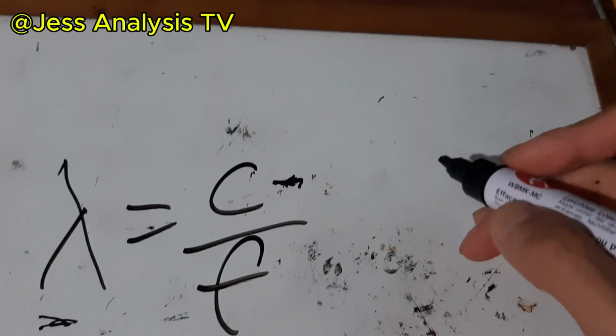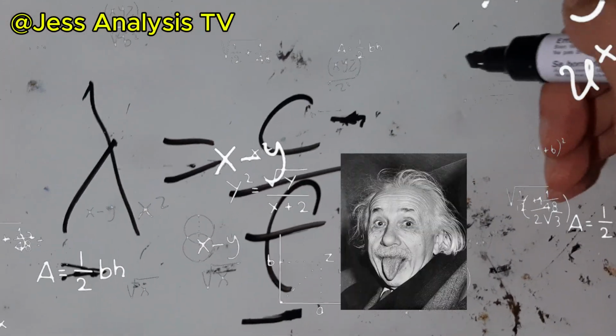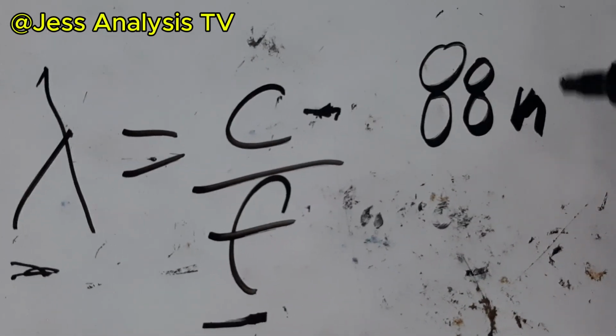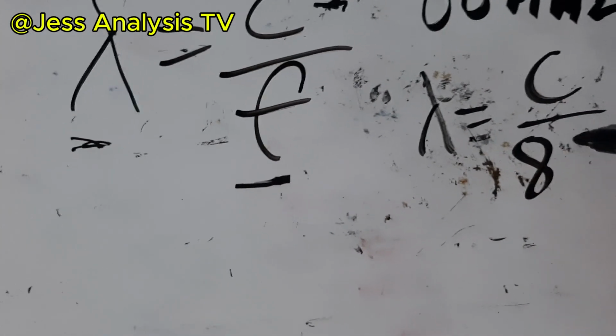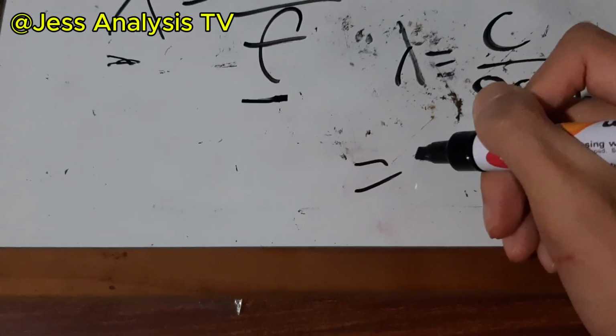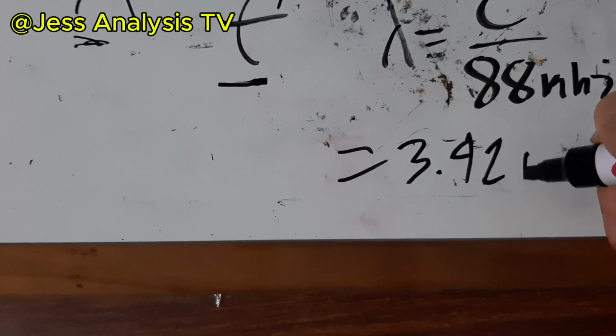Let's calculate the wavelengths at these frequencies. 88 megahertz: lambda is equal to velocity over 88 megahertz, which equals 3.41 meters.